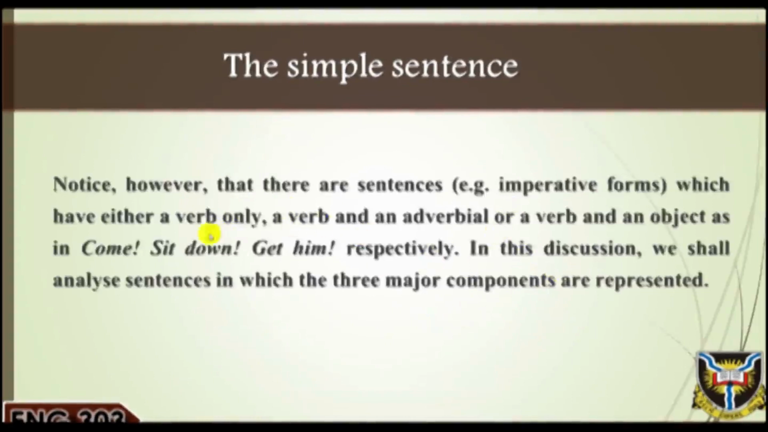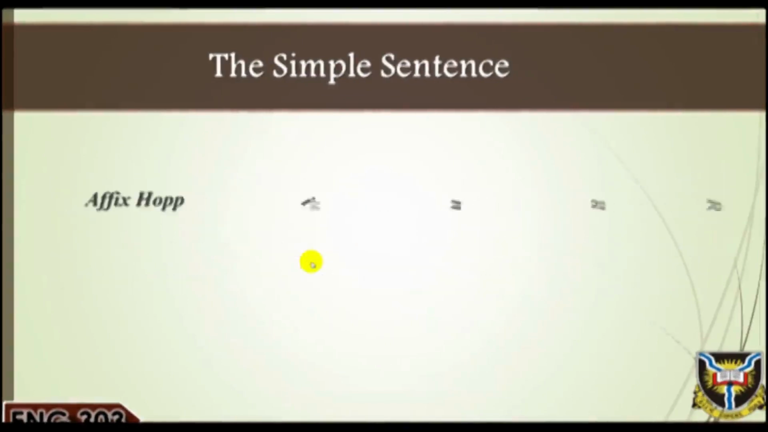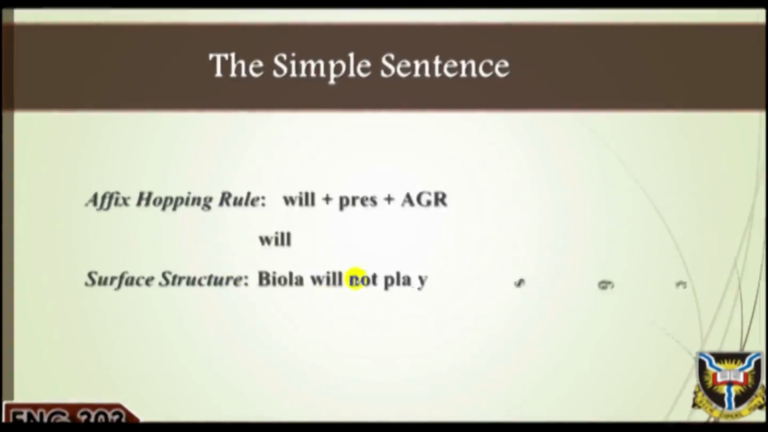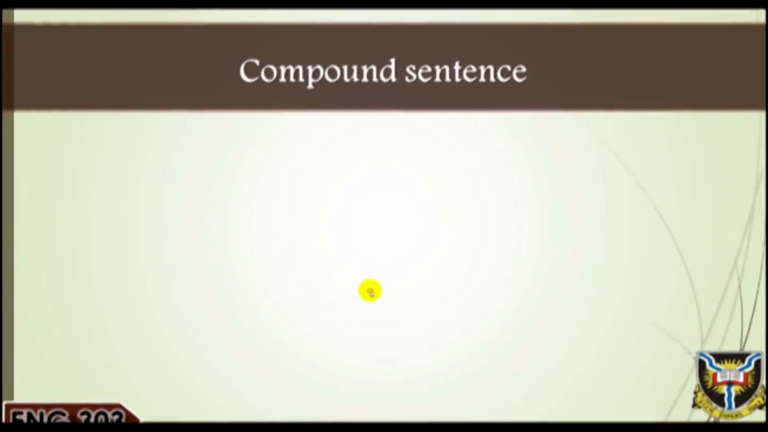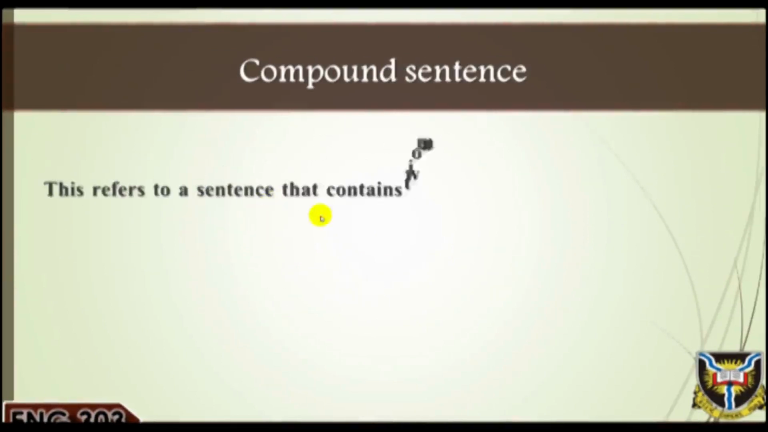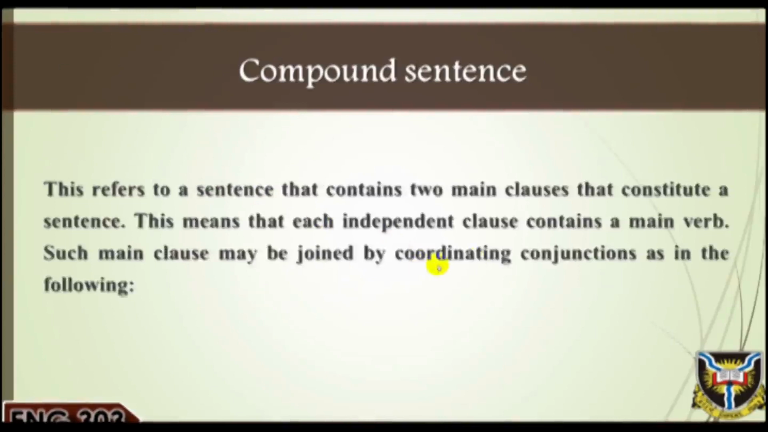Compound sentence. This refers to a sentence that contains two main clauses that constitute a sentence. This means that each independent clause contains a main verb. Such main clauses may be joined by coordinating conjunctions as in the following.